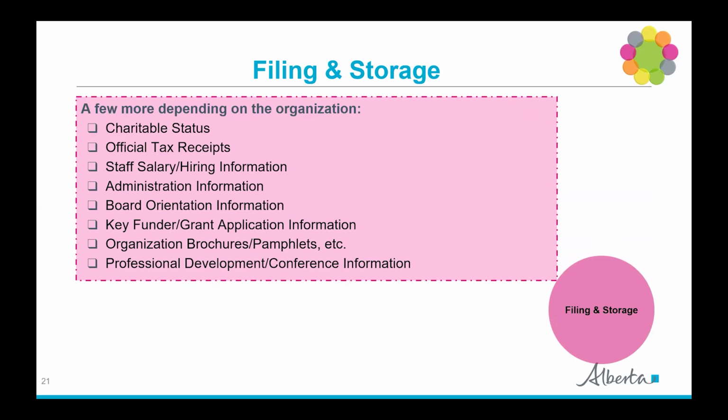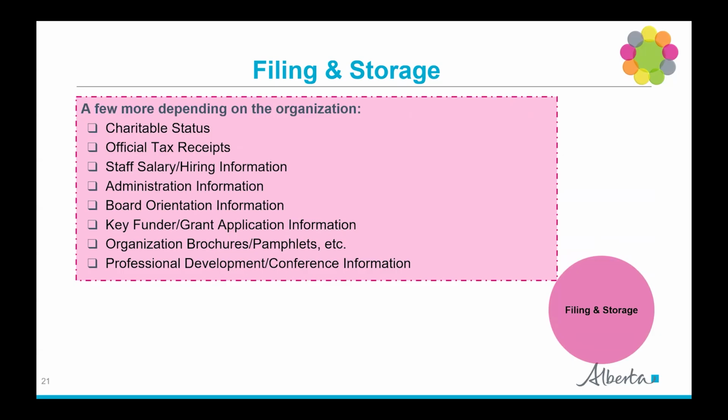This could also include job descriptions, administration information, board orientation information. For example, orientation manuals that contain key documents for easy reference for both new and existing board members. Key funder and grant application information. Organizational brochures or pamphlets. Professional development or conference information. These are the types of documents that a nonprofit may be keeping in its filing system.